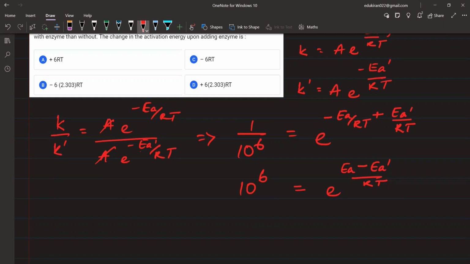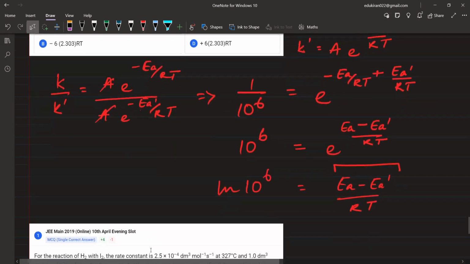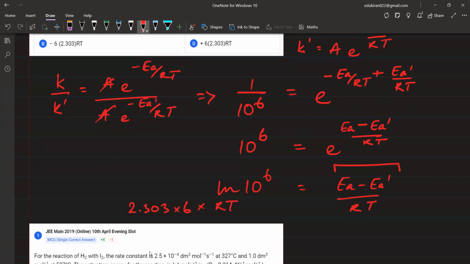What do you have to do? Take ln both sides. So ln 10 to the power 6 is equal to ln e to the power what? EA minus EA dash upon RT, right? Yes, sir. They have asked for EA minus EA dash, so that is equal to ln 10 to the power 6. If we convert ln to log, this will be 2.303 log 10 to the power 6, which equals 6, into 6 into RT. Yes.